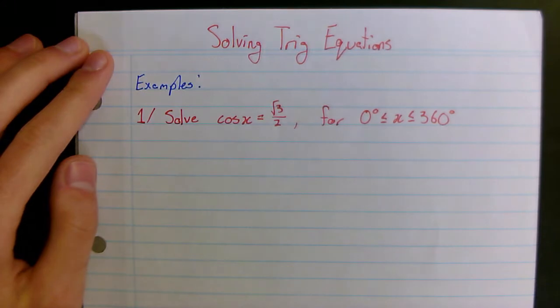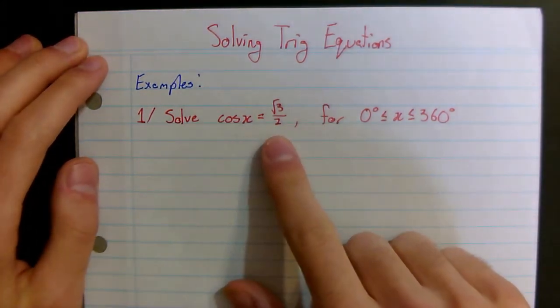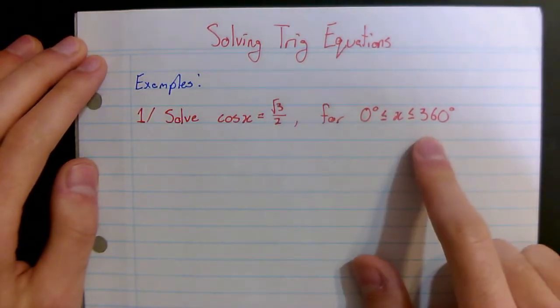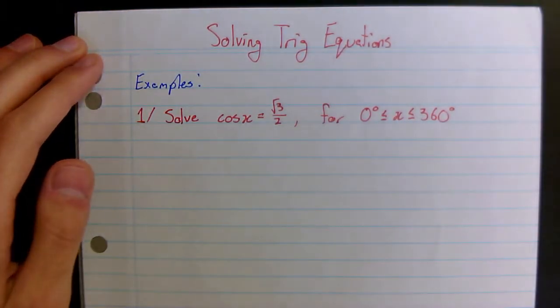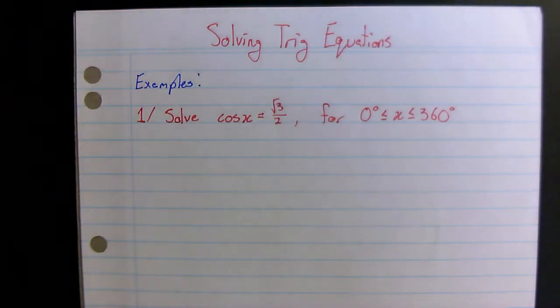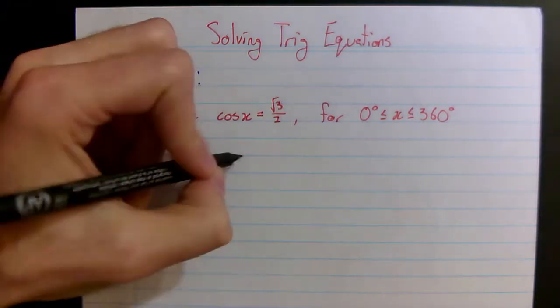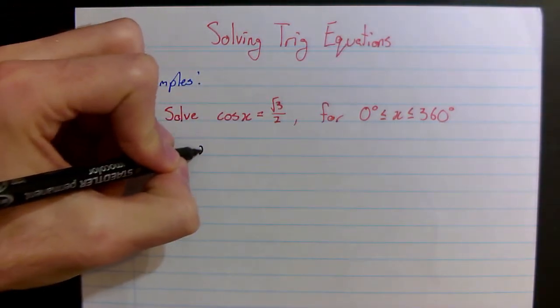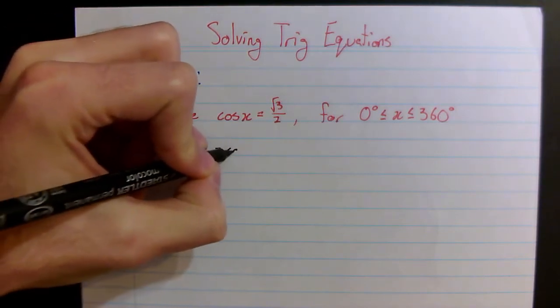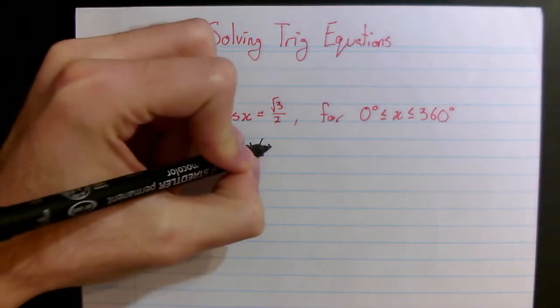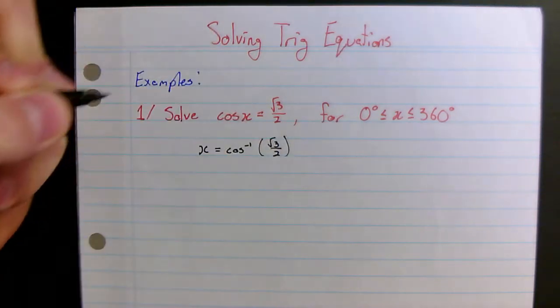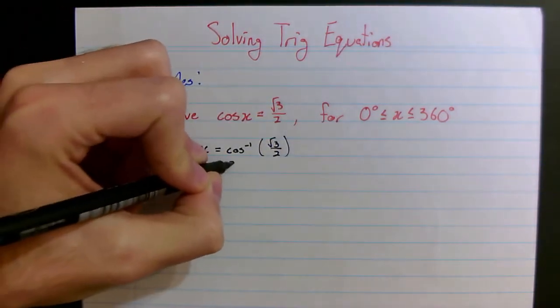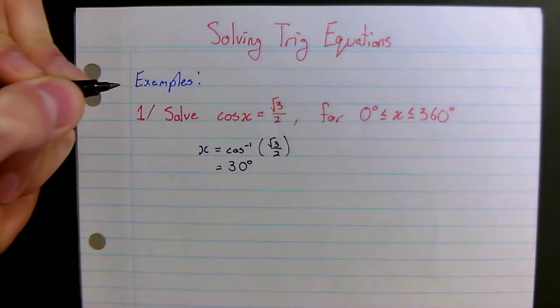All right. The first question is that we need to solve cos x equals root 3 on 2 for the domain from 0 to 360 degrees. The first thing we need to do is find our reference angle. Our reference angle is x equals the inverse cos of root 3 on 2, and that's going to give us 30 degrees.